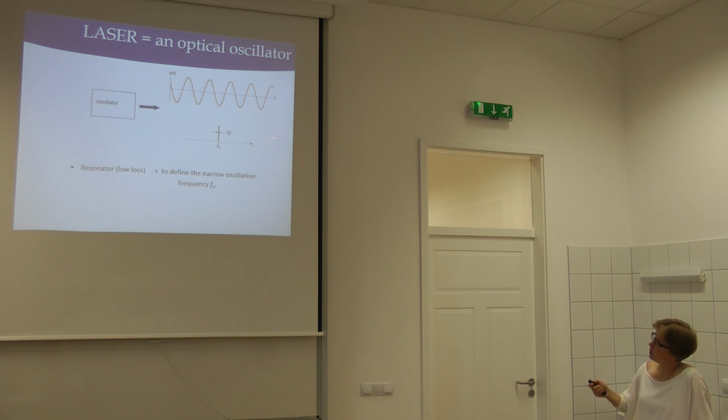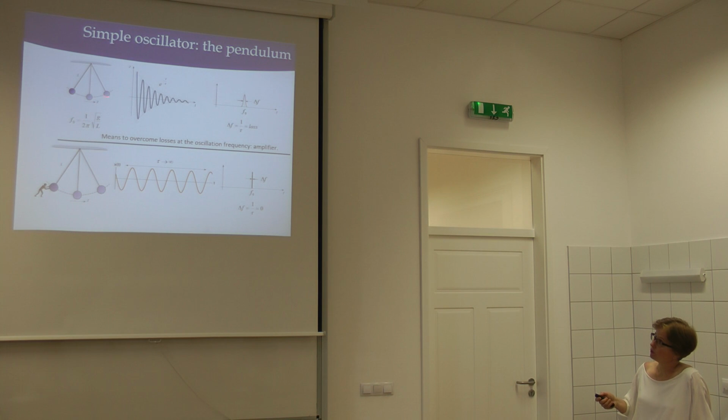If we have a very well-defined oscillation, it means that in time it follows a sinusoidal pattern and it only contains one frequency component, f0. The bandwidth is very, very narrow. To have this oscillation frequency chosen, we have what's called the resonator. This is resonant to the frequency that the oscillator produces, so it can be a very low loss situation.